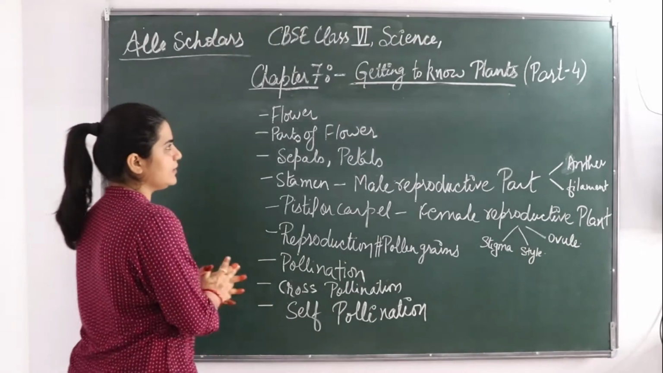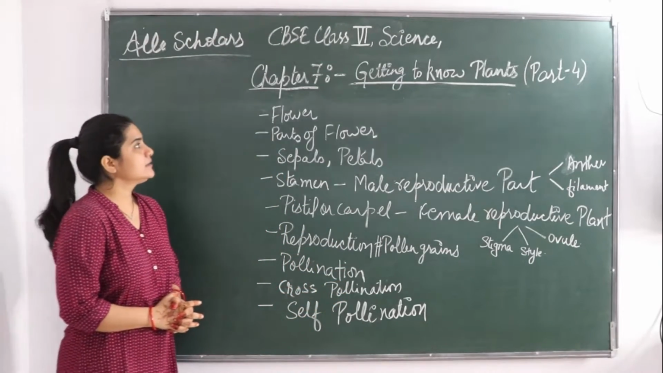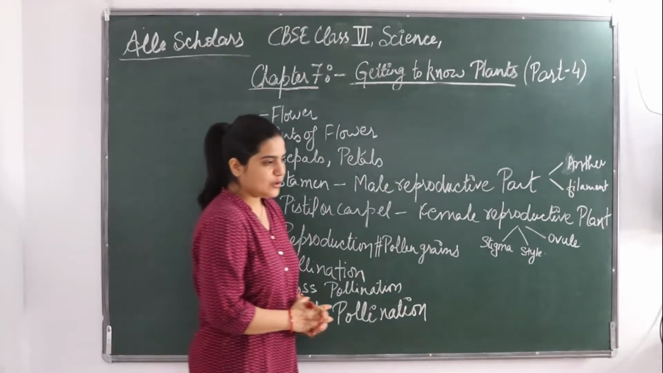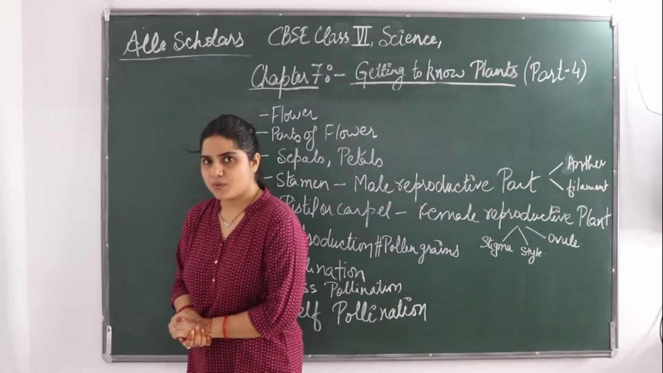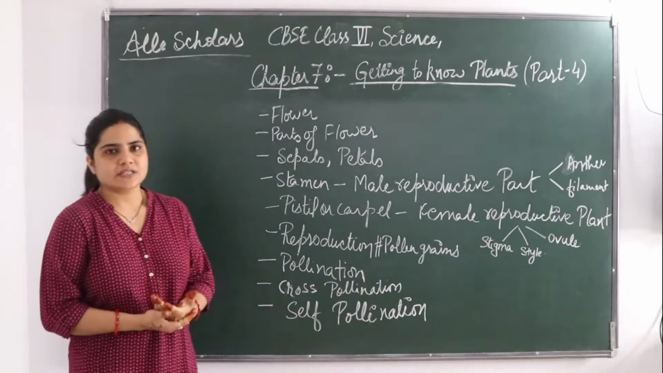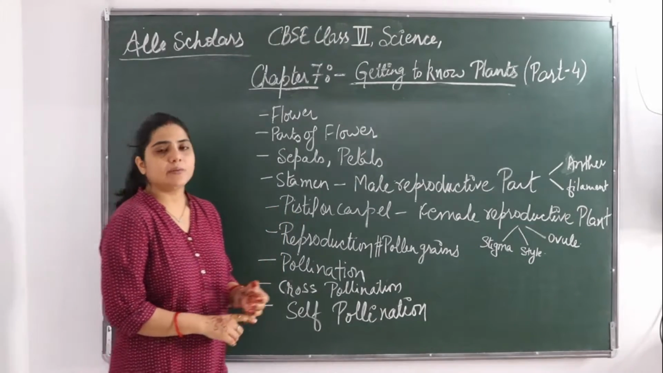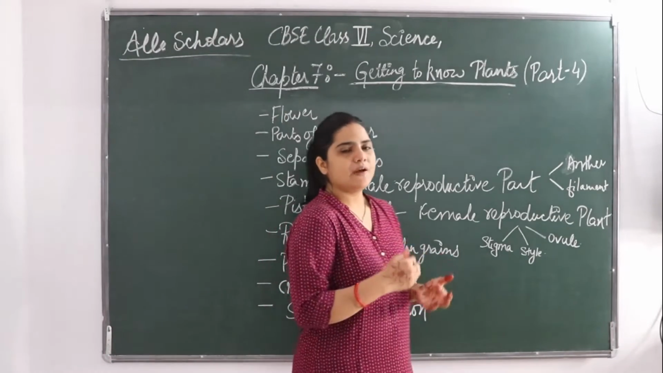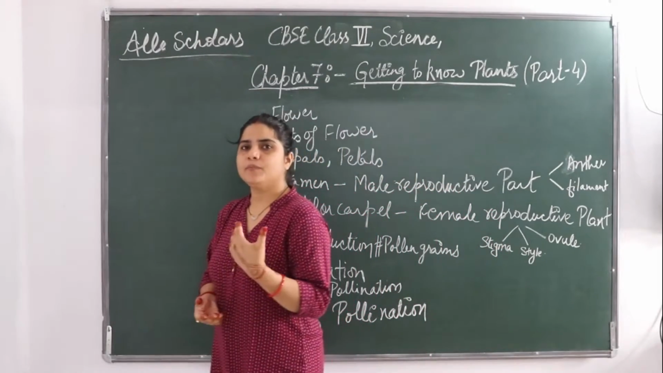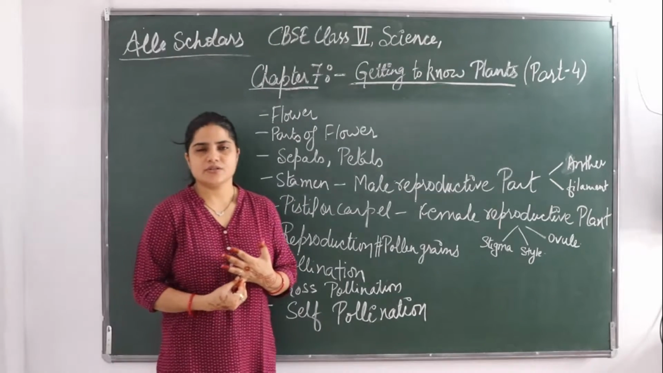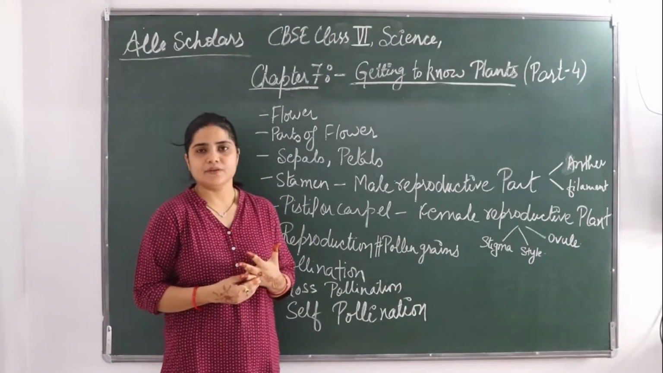So today I will be taking the fourth part of chapter 7 from class 6 science, that is Getting to Know Plants. If you go and see my previous 3 videos, the link is given in the description box. You will see that we have discussed a lot about a plant. We have discussed the root system and the shoot system. We have seen that in the shoot system, the different parts of a plant come. We have discussed stem, leaves and all in the previous videos.